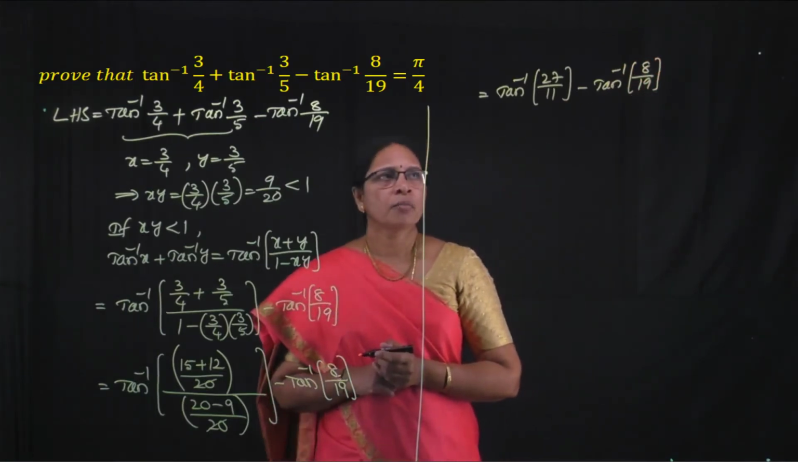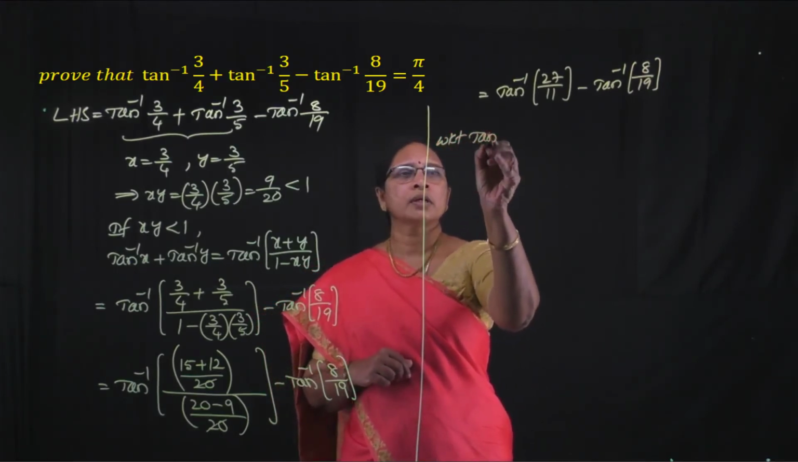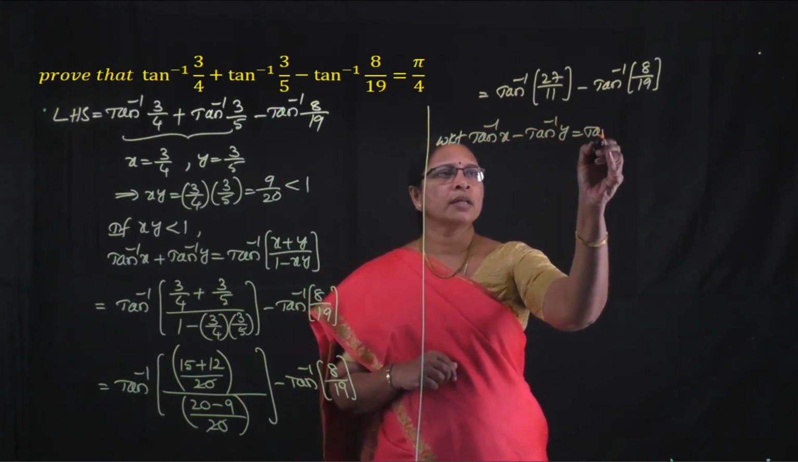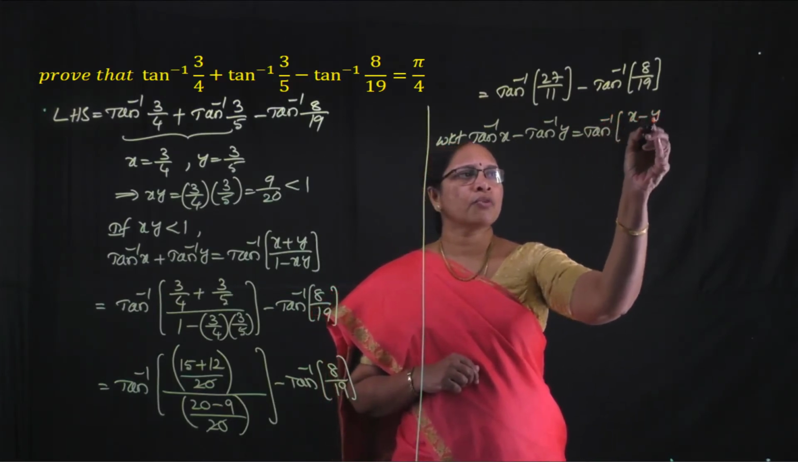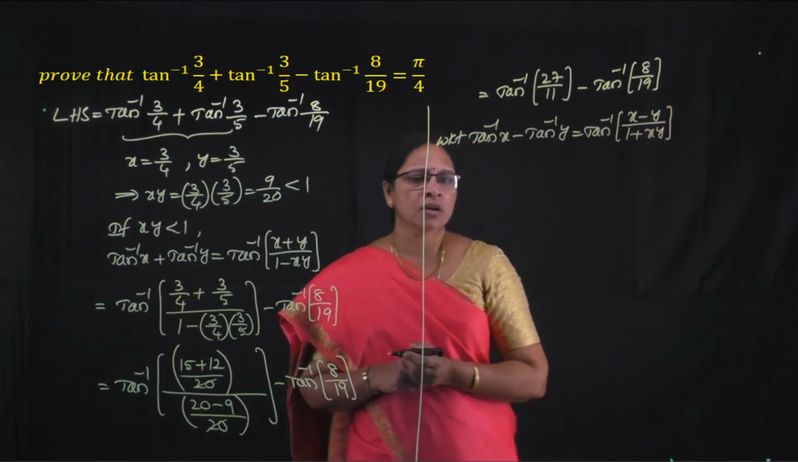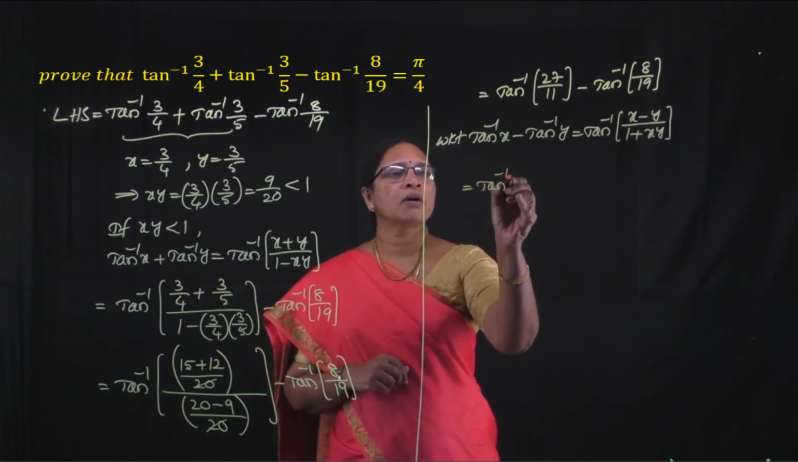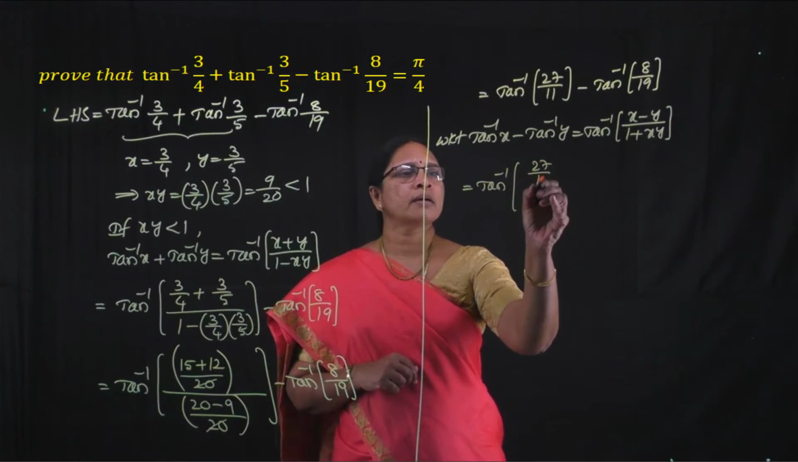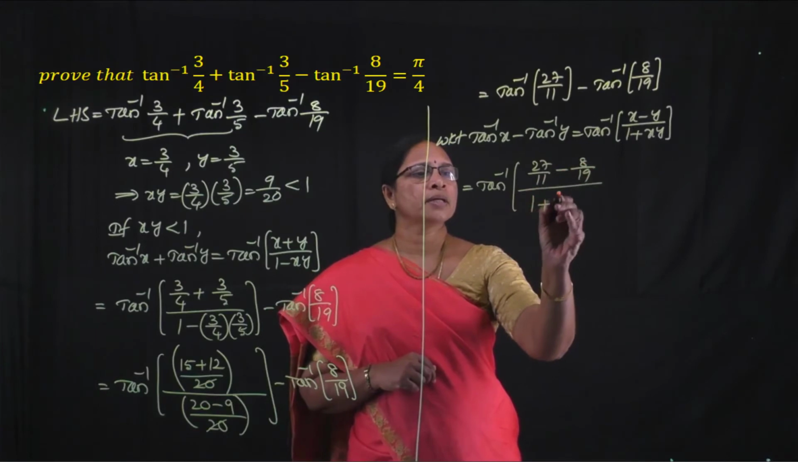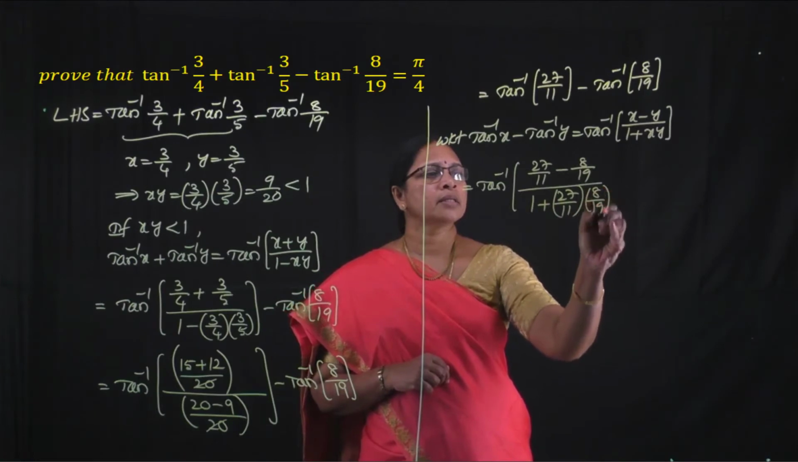Now it is in the form of tan inverse x minus tan inverse y. We know that tan inverse x minus tan inverse y is equal to tan inverse of (x minus y) by (1 plus xy), whether xy is less than 1 or greater than 1. That is equal to tan inverse of (27 by 11 minus 8 by 19) by (1 plus 27 by 11 into 8 by 19).